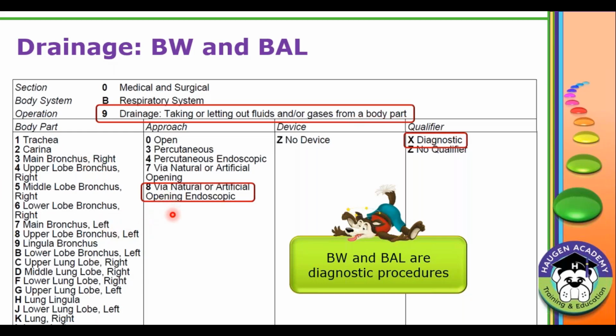Your approach for all of these is going to be via natural or artificial opening endoscopic, because the scope is going down the patient's throat or through the nose and down the throat. And then your qualifier for these is always going to be diagnostic. This is a form of biopsy or cytology where we're trying to diagnose something.